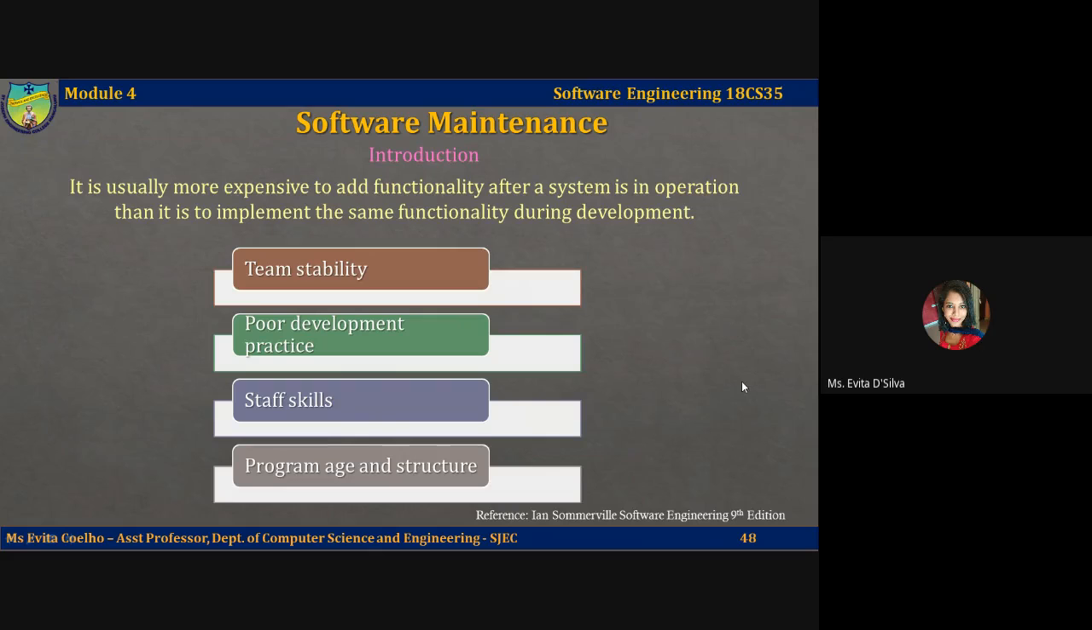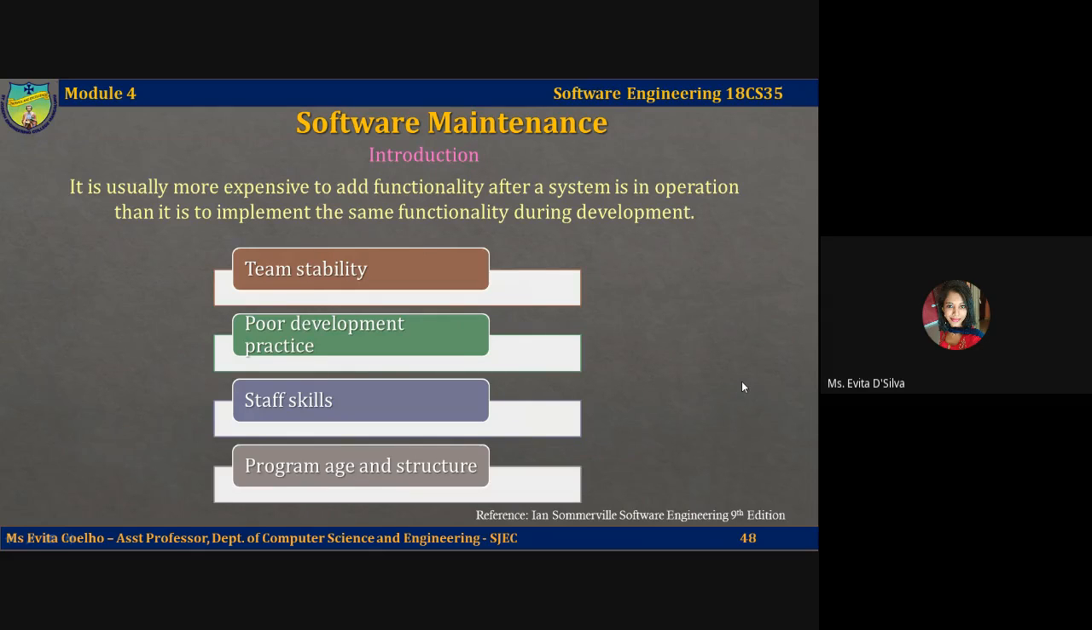It is usually more expensive to add functionality after a system is in operation than it is to implement the same functionality during development. That is, once you deploy the system in the customer's environment or put it into operation, if you have to add functionality or make some changes, that is definitely going to be relatively more expensive than if you had to add the same functionality before the system was actually delivered to the customer. The reasons for this are stated here.